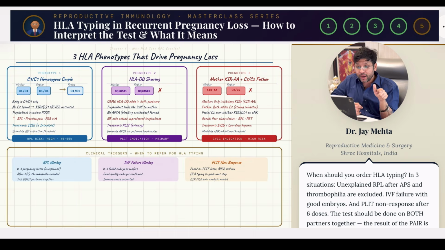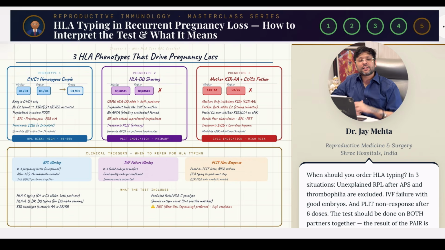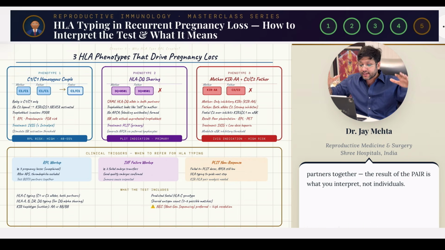Sometimes you have this phenotype where the mother is KIR AA and father is C2C2. That is the most horrible thing. That causes recurrent abortions, and everything has an independent treatment associated with it.